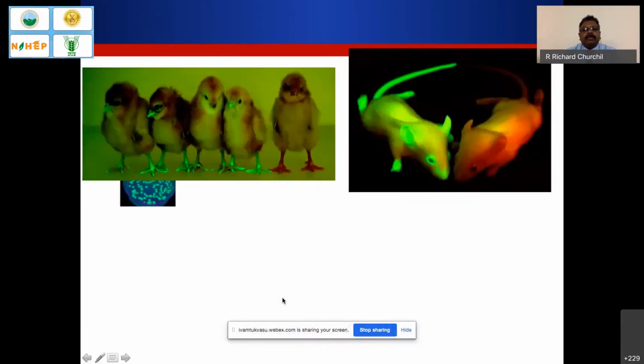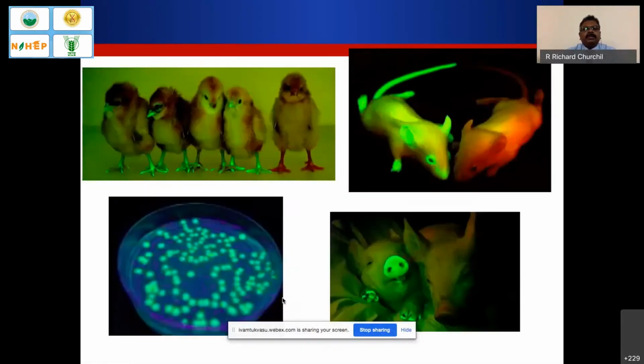Now we'll see the animals shown on the screen. Some animals are glowing, some animals are not. See, these birds are glowing, and this is not. And this mouse is glowing, and this is not. Some colonies are glowing, but others are not.